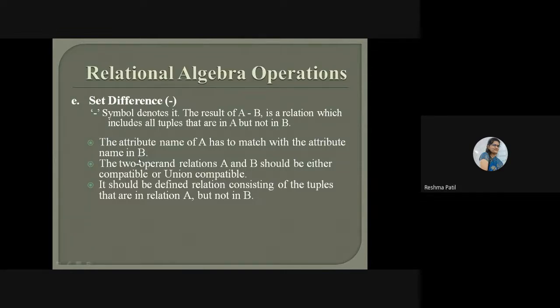So column names should be the same. If we are applying this difference operator on two tables, then column names should be the same. Column number should be the same. Four attributes are there, then the other table also contains four. What are the attribute names? That also the same, because the final table we are going to show in combined format. So number of attributes should be the same. The two operand relations A and B should be union compatible. It should define a relation consisting of tuples that are in relation A but not in B.